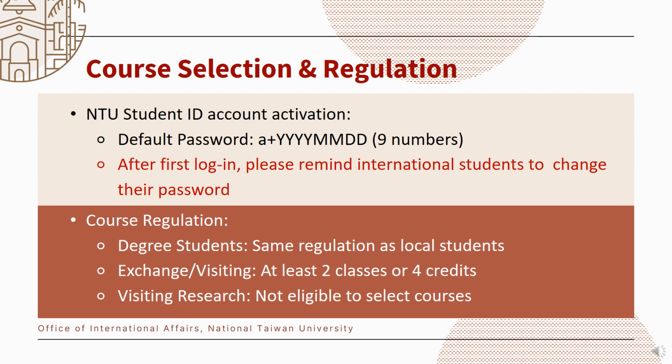Okay. And then the course regulation for degree students will be the same as for the local students, or the same as the degree students at NTU, also for the dual degree students. If the students are exchange or visiting students, they have to take at least 2 classes or 4 credits at NTU. And if they're visiting researchers, then they're not eligible to select courses, because they're going directly to the lab to do their research. So they don't need to have courses.